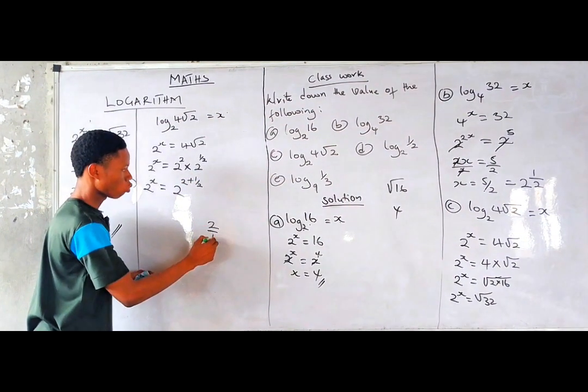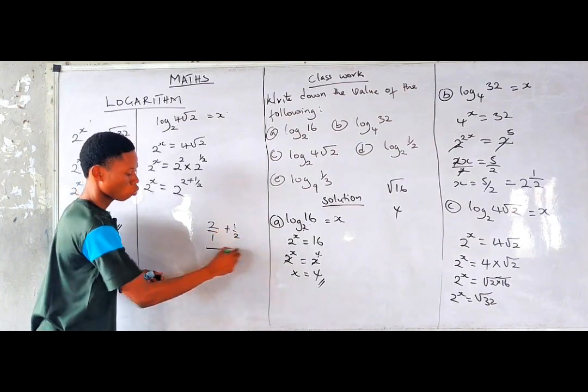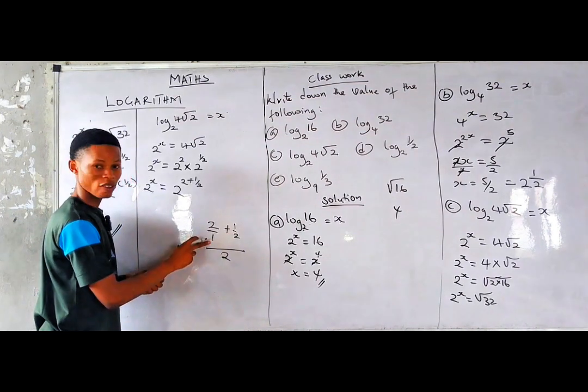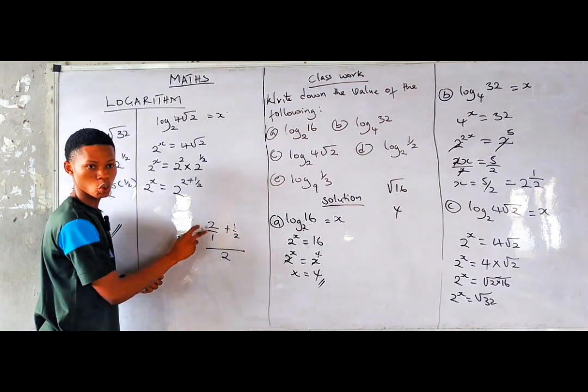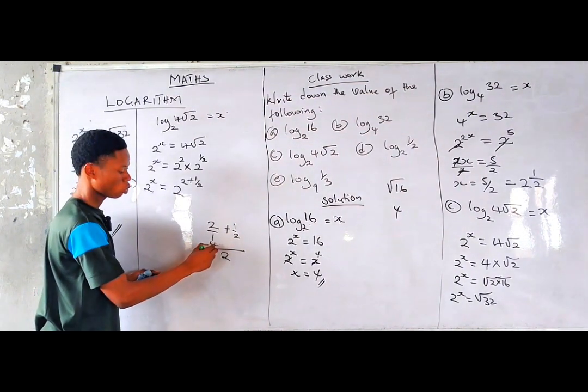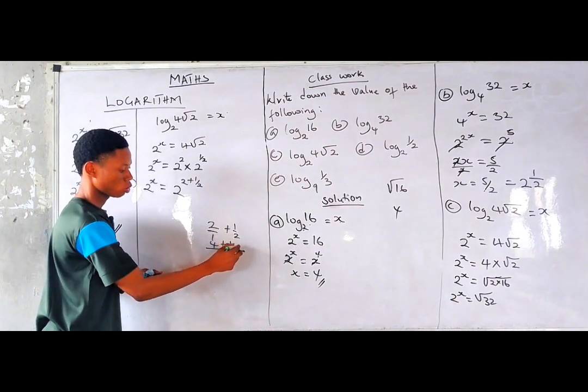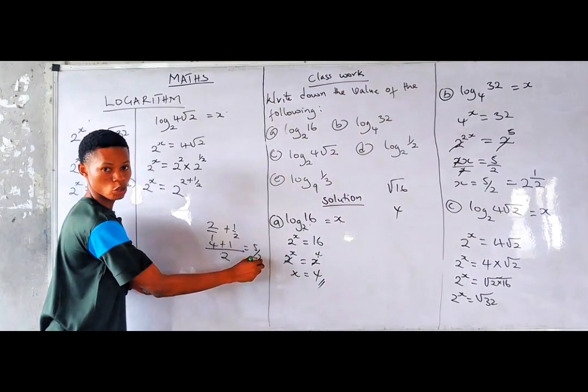This is 2 over 1 plus 1 over 2. What's the LCM? 2, right? 2 divided by 1 is what? 2. 2 times 2, 4, plus 2 divided by 2, 1 times 1. This is 5 over what? Over 2.